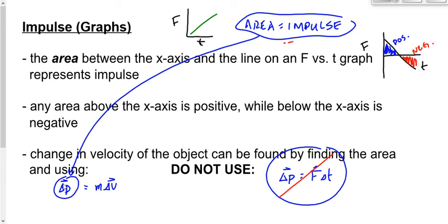Now, you also have to watch out for units. A lot of times the time seems to be given to us in milliseconds. Sometimes the force ends up being in kilonewtons or something else. So watch the units. When you calculate the area, you've got to be in newtons and you've got to be in seconds, the standard units.